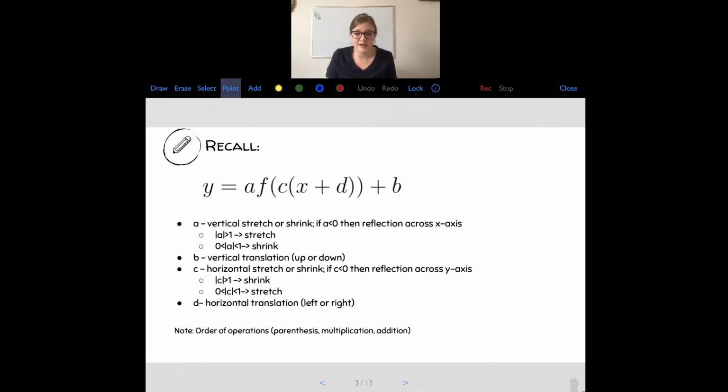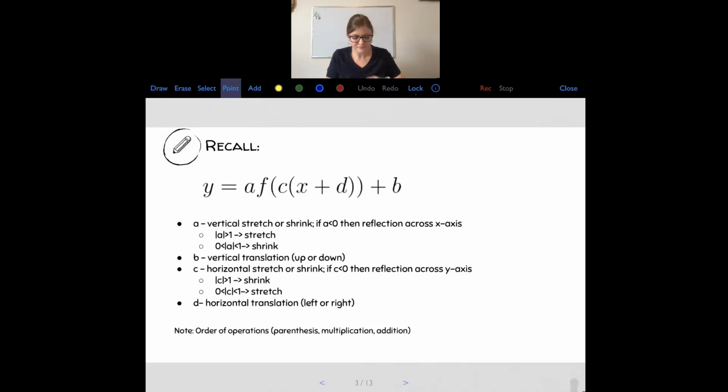And I put a note at the bottom. When you're applying these transformations, you go in order of operations. So you'll do what's in the parentheses, meaning horizontal translation, first. The last thing that we do is typically the vertical translation.